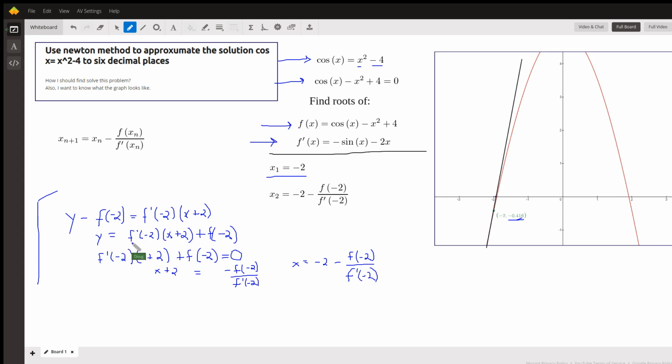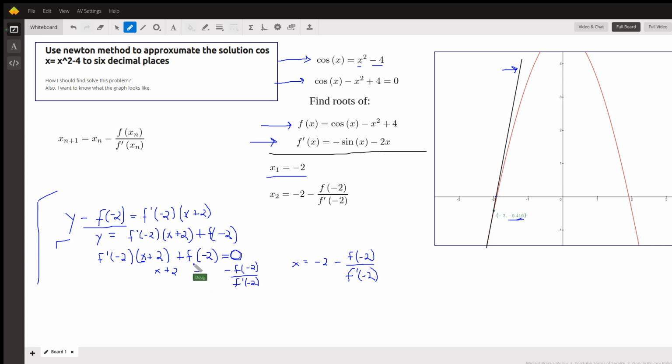So if we simplify this and move this term to the right side of the equal sign, there's the equation of this tangent line right here. Now, when does that tangent line cross the x-axis? It crosses the x-axis when y equals 0. So if I solve this for x, it ends up I have a better approximation for the root.